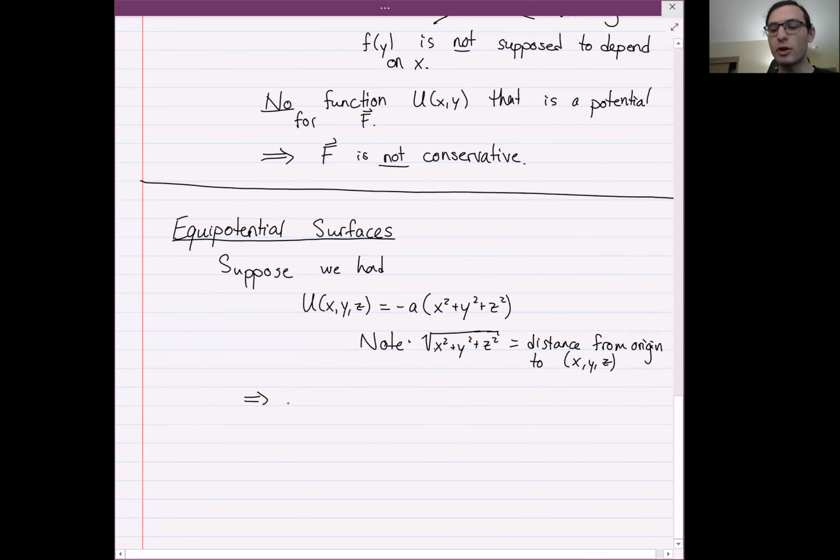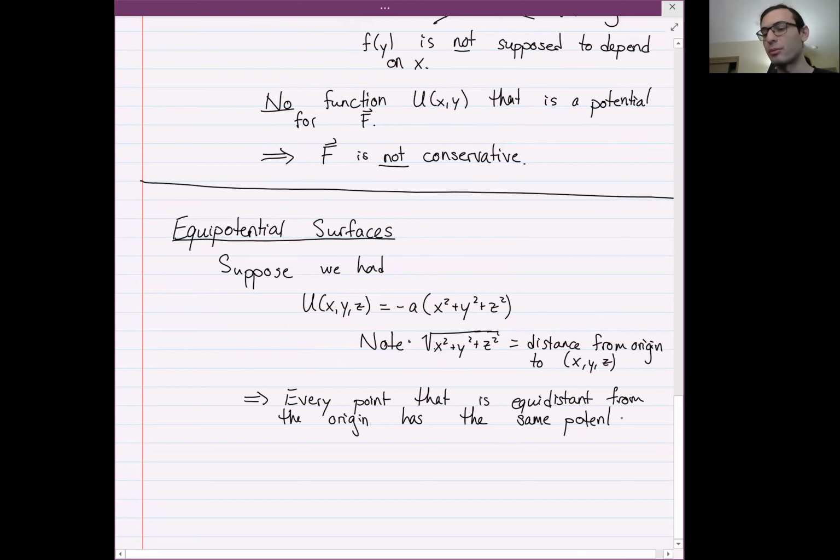It tells us that every point that is equidistant from the origin, every point in xyz space, has the same potential energy. Because if they all have the same distance from the origin, then they all have the same distance squared from the origin, and then you just multiply that by negative a, and that gives you the potential energy, right? So it doesn't depend on your orientation relative to the origin, it only depends on the distance. So every point that is the same distance from the origin would all have the same potential energy.